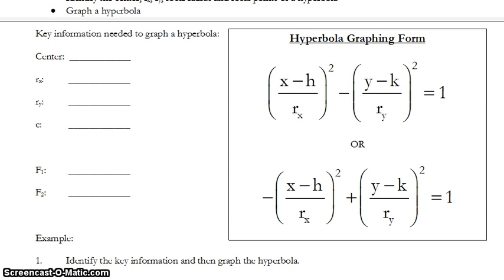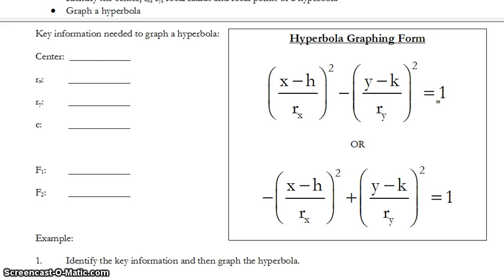For the graphing form, there's actually two different forms for the hyperbola. And the main reason there's two forms is because definitely it's a subtraction problem. Now you can see in our second example here I have addition, but that's when I have my x term negative. So the idea is if it's a hyperbola, one of your terms is positive, in this case x, the other is negative, in this case y. It's still equal to 1.